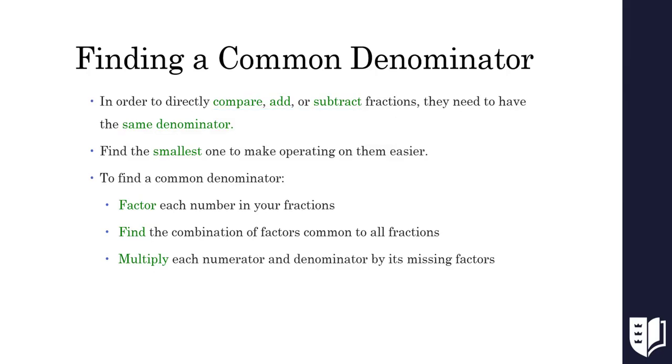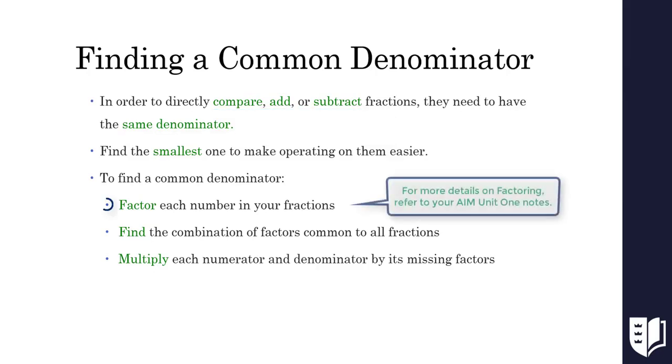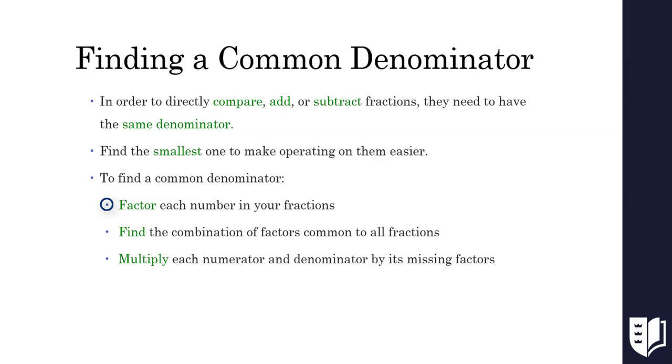To find a common denominator, we must first factor each number in our fractions. We need to do this for our denominators as well as our numerators. They must be factored down to their prime factors. These are numbers that can't get any smaller. Second, we find the combination of factors common to the denominators of all of our fractions. We will discuss how to do this in detail later. Third, we multiply each numerator and denominator by the common factors each fraction is missing in their own denominator.